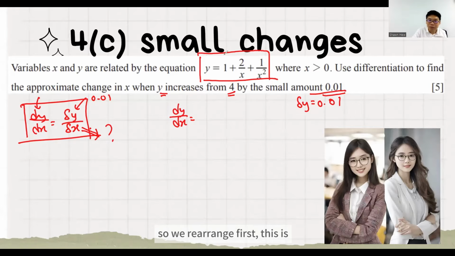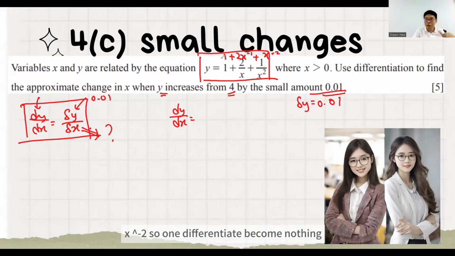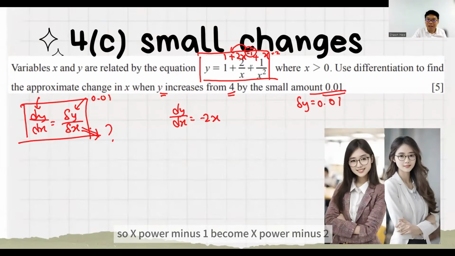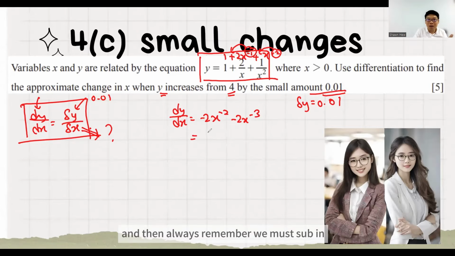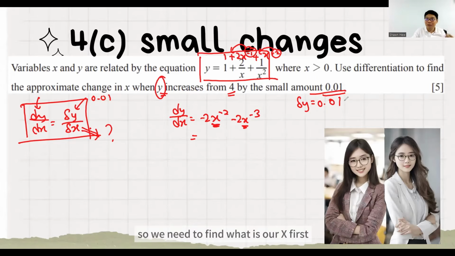Okay, so we find our dy/dx. We rearrange first: y is 1 plus 2x to the power minus 1 plus x to the power minus 2. So 1 differentiates to nothing. Then 2x to the power minus 1, throw the power in front, becomes minus 1 times 2, minus 2, so x to the power minus 1 becomes x to the power minus 2. And then this part, minus 2 times in front, becomes minus 2, x to the power minus 2 becomes x to the power minus 3. And always remember we must substitute in the x value when we do applications. Here, do you know what is the x value? Don't know. The question gives you y is 4, so we need to find x first.